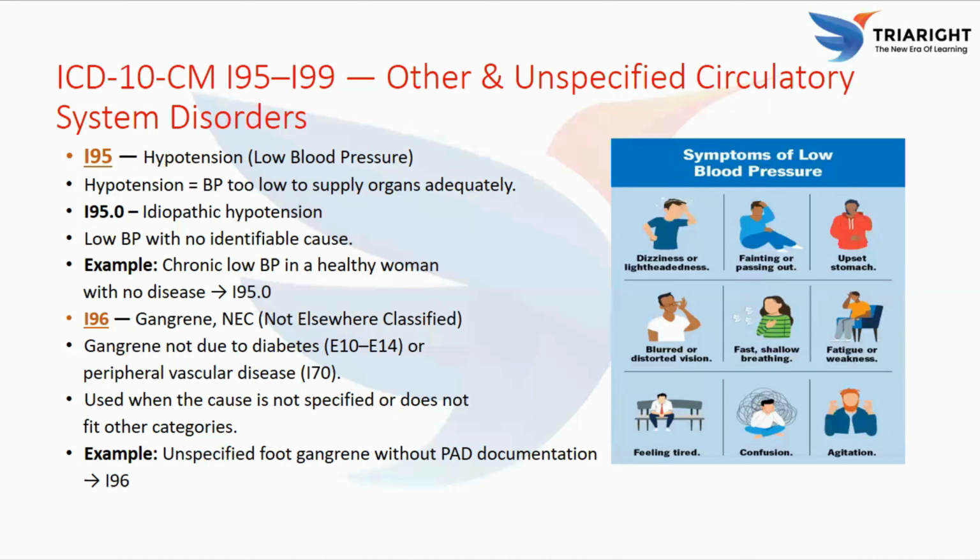If gangrene is due to peripheral artery disease, you have to use I70.X. So you have to use I96 only when the cause is unclear, only when the cause doesn't fit any other code. For example, unspecified foot gangrene without PAD, without peripheral artery disease documentation. Then only you have to assign the code I96.